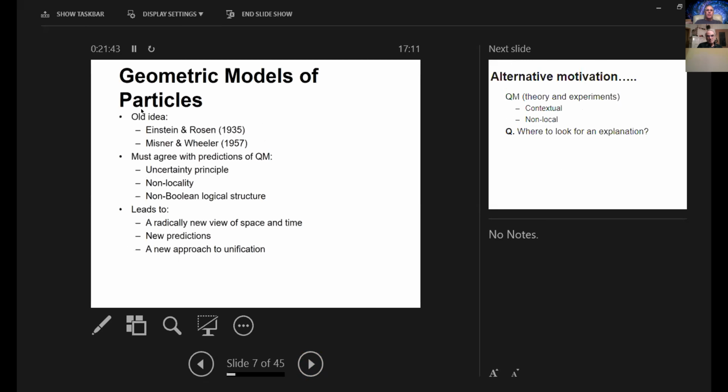So it's an old idea. Einstein and Rosen did that first one. Misner and Wheeler did quite a lot. They called it geometrodynamics. But it's got to agree with the predictions of quantum mechanics. Somehow it's got to be able to show the essence of quantum mechanics, where in fact it's got to show all the features of it. But yeah, it's quite a radically different view of space and time and new predictions. But there is something that's required, because the old models had nothing to do with quantum theory.